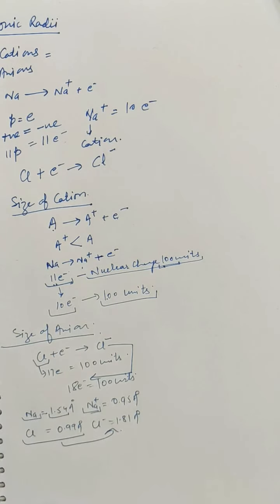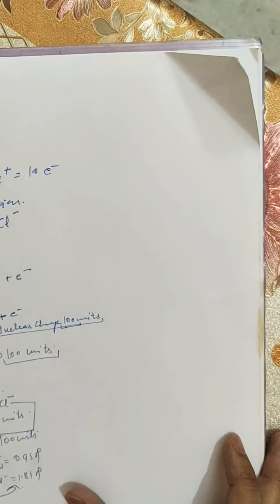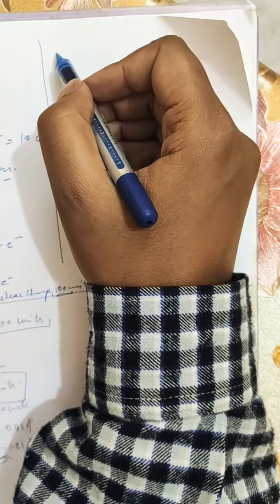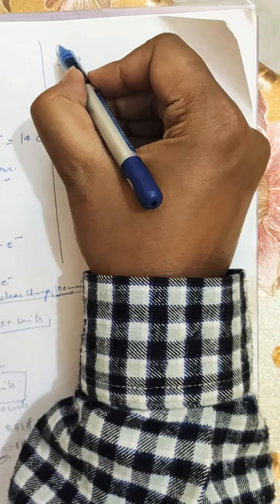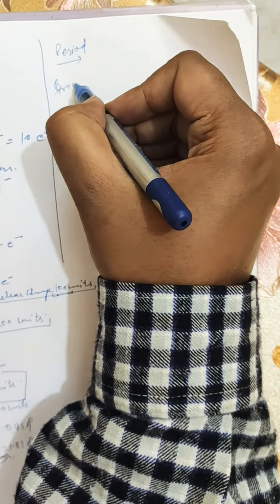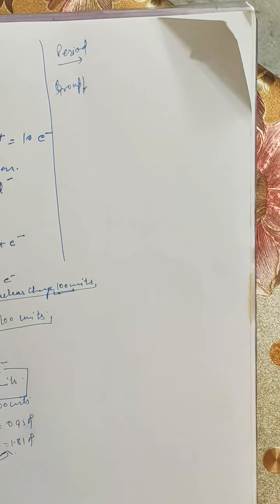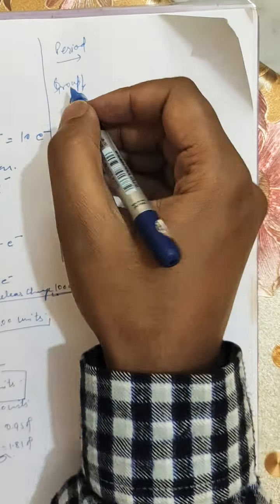So next are the periodic trends in the ionic radii. What are the periodic trends in the ionic radii? Periodic trends means how does size increase or decrease, or how does size vary along a period and downward a group. So for an isoelectronic series, that is ions having the same number of electrons, the ionic radius decreases as the nuclear charge increases. This can be seen from this example.